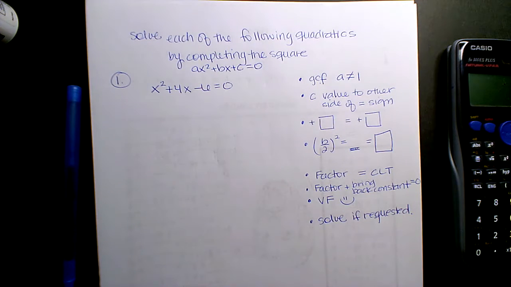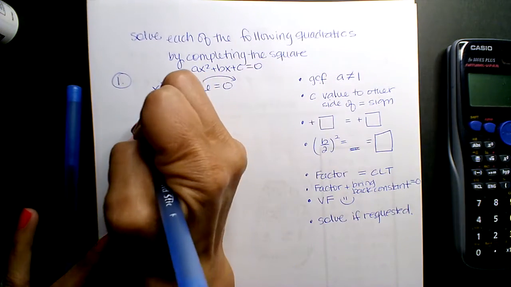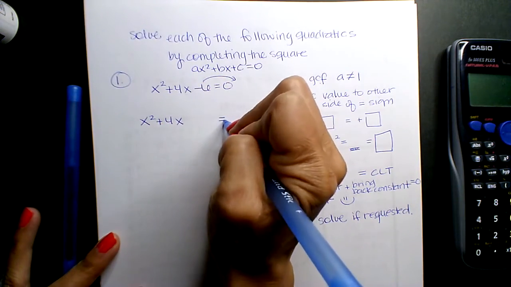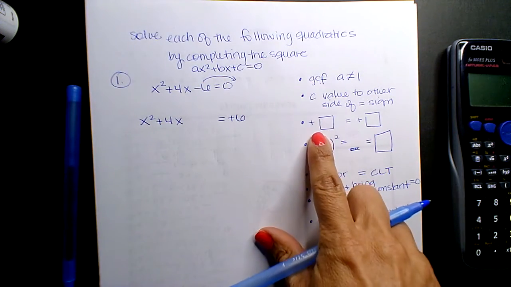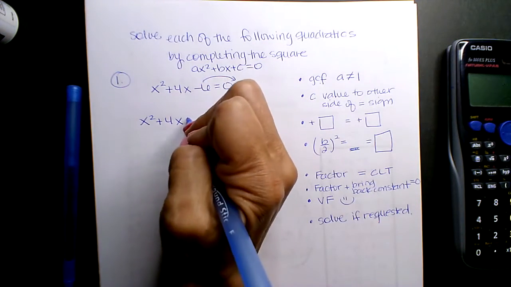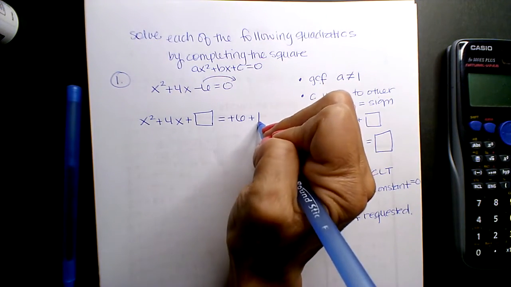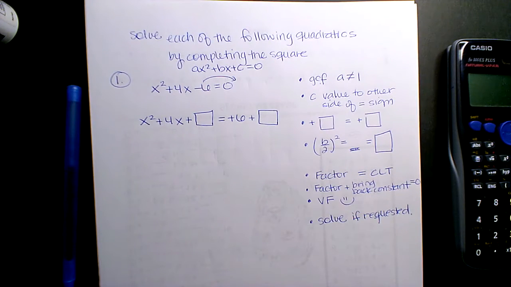All right, so then the second step says to get the C value to the other side of the equal sign. So my C value is the -6, yes? So I want it on the other side of the equal sign. So we're going to move it over, and it will be +6. And then the next step says to add a box on both sides, left and right, because this is what we're going to fill in the next step, once we do that, b over 2 squared.